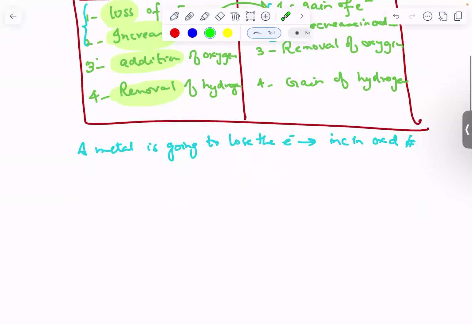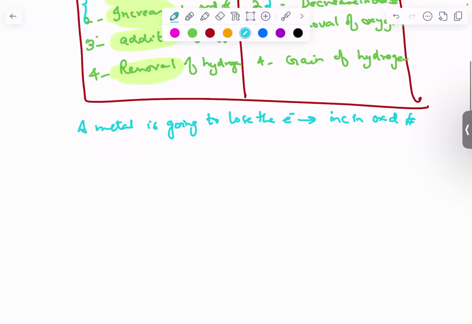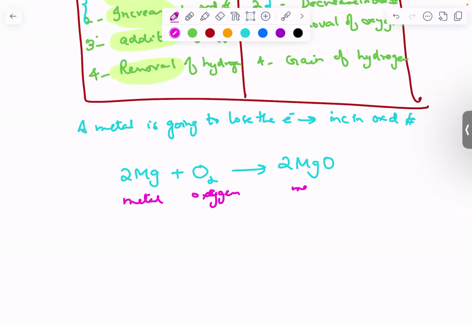All right. So in your book, if both the things take place simultaneously, that is called a redox reaction. I'm going to write an equation in which you can see that both the things take place simultaneously, and that is called a redox reaction. The first one is, let's suppose, 2 Mg, which is a metal, plus O2, that makes up 2 MgO, metal oxide. So this is metal, this is oxygen, and this is metal oxide.